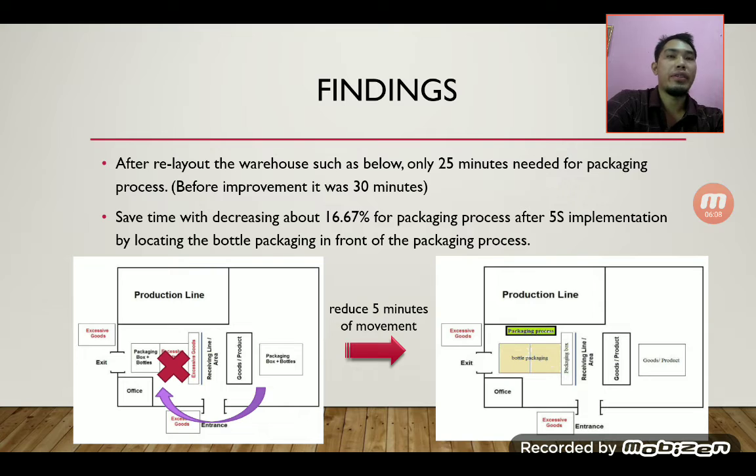Okay, findings of this project. After relaying out the warehouse as shown below, only 25 minutes are needed for the packaging process. Before improvement, it was 30 minutes. This saves time, a decrease of about 16.67% for the packaging process after 5S implementation, as shown in the figure below. By locating the bottle packaging in front of the packaging process, we are able to reduce 5 minutes of movement of the employees.